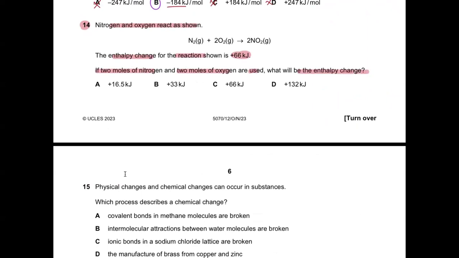It's a trickier question. They are saying 2 moles of nitrogen are reacting with 2 moles of oxygen. Obviously, 1 mole of nitrogen reacts with 2 moles of oxygen, so out of the 2 moles of nitrogen, only 1 mole reacts with the oxygen and 1 mole of nitrogen remains the same. So the enthalpy change is going to remain the same. There is no change. So A, B, and D go wrong and C is the correct answer.